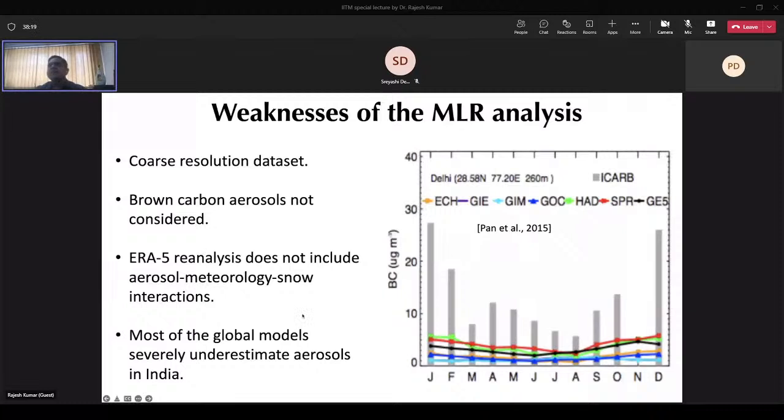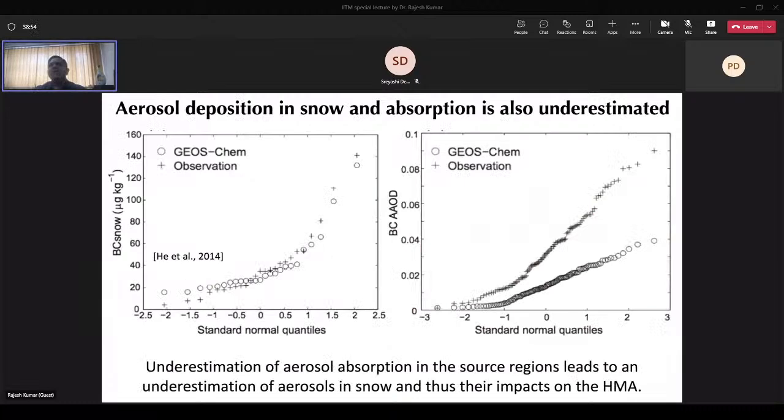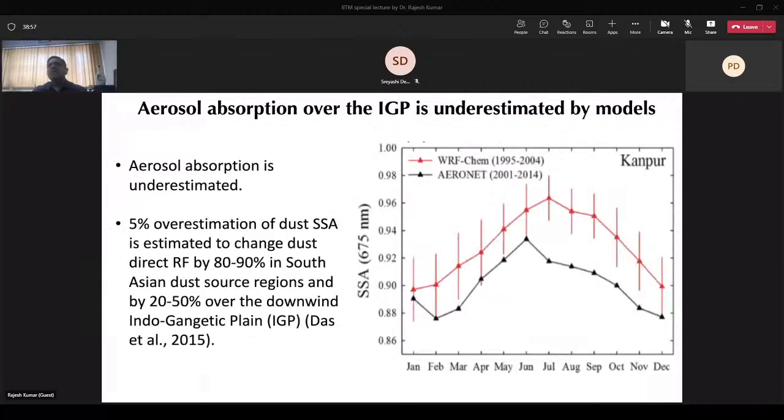We know that most of the global models severely underestimate aerosols in India, as shown in this figure, where Pan et al. 2015 compared a lot of global models against black carbon observations that are shown as bars here, and all the models are shown as individual lines. You can see that especially during the wintertime, there is a large underestimation of aerosols by the global models. Because we are underestimating the aerosols in the source region, we are also underestimating the aerosol absorption over the Indo-Gangetic plain. So here, what we did is we did WRF-Chem simulations from 1995 to 2004.